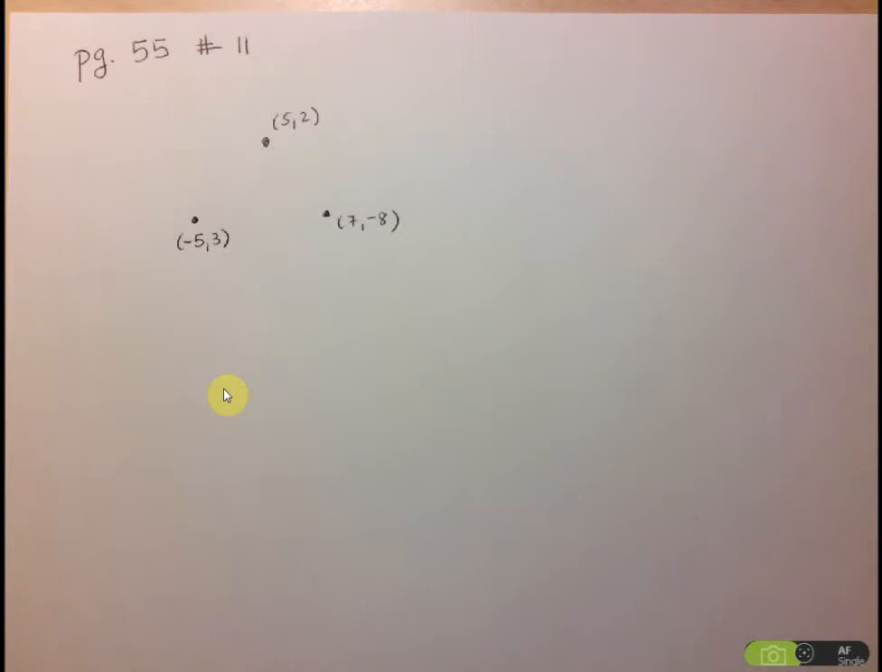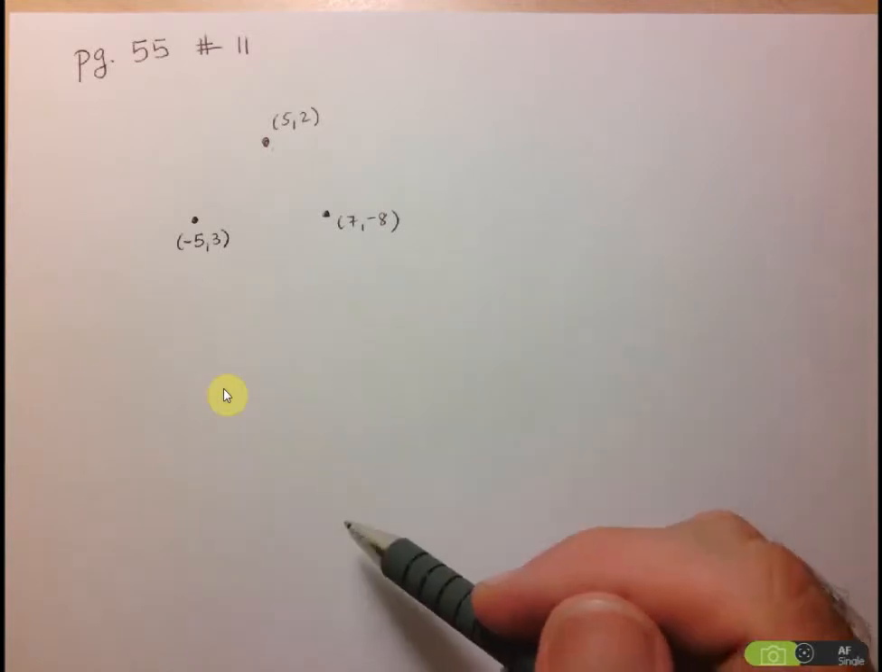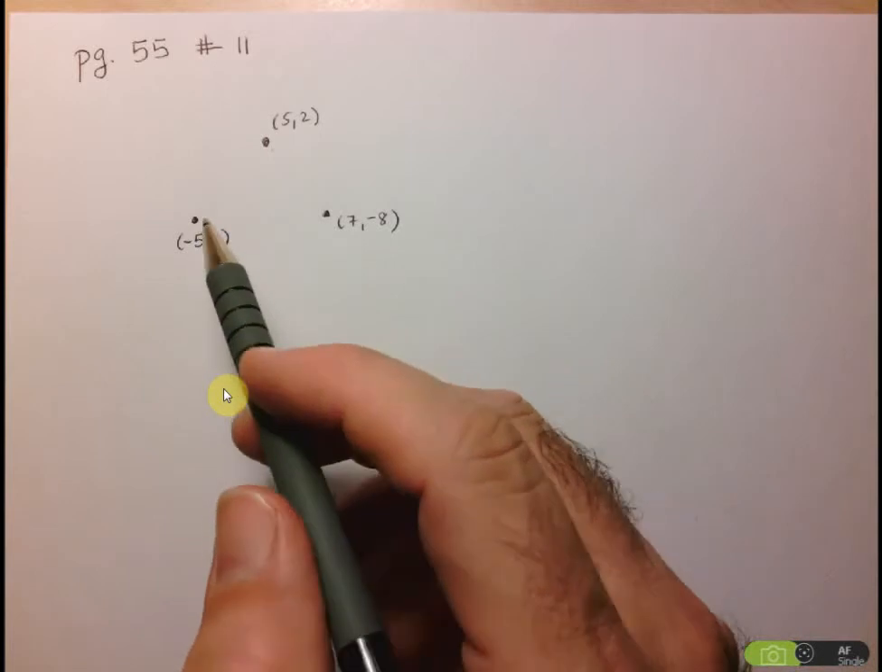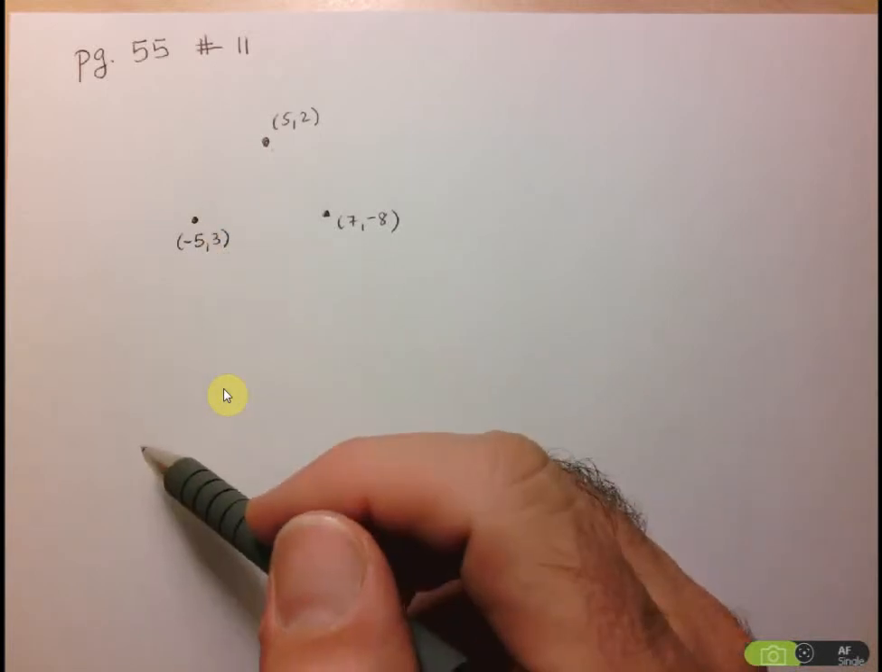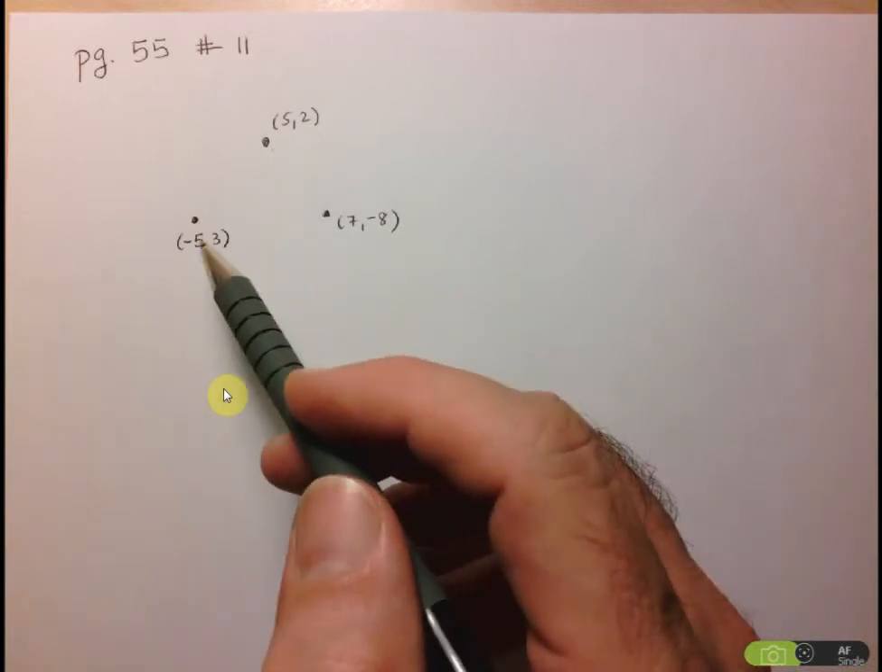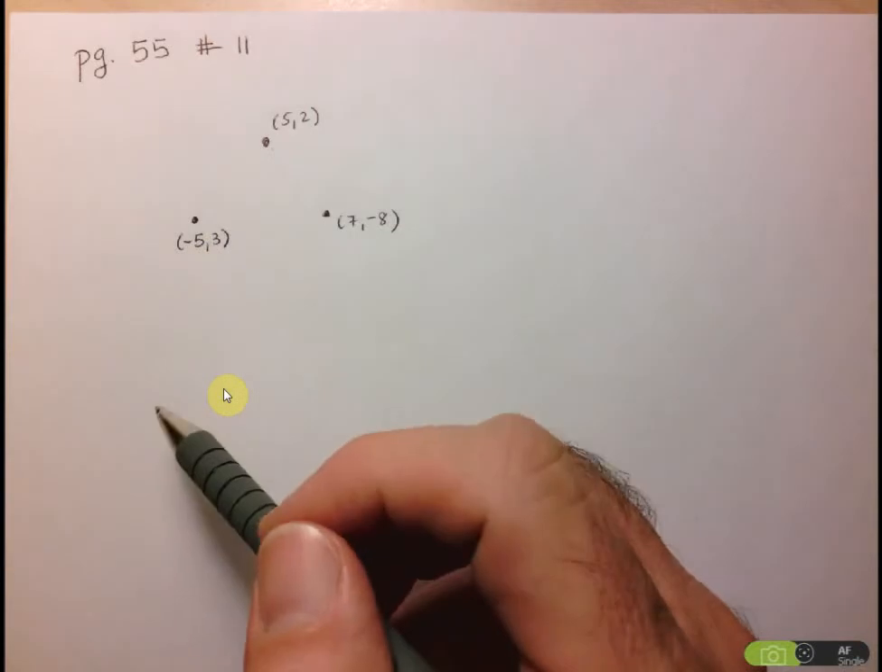Hi folks, we're going to take a look at question number 11 from page 55, and the question gives us three vertices of a parallelogram, and they want us to find all possible locations of the fourth vertex. So the first thing I did is I just drew myself a diagram here, and you'll notice that I didn't even worry about being accurate as to where these points are. This is just to help guide me to set up the problem.